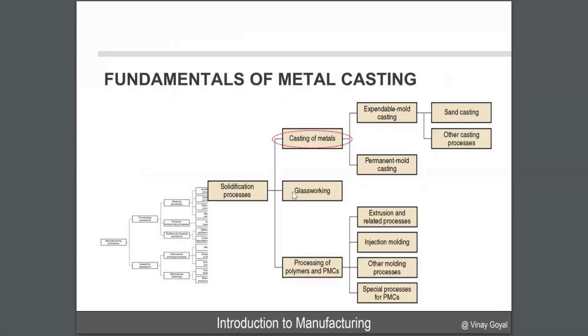So what we want to discuss today is the casting of metal. So that's the very first one here. And that's what today's lecture is about, the fundamentals of metal casting.